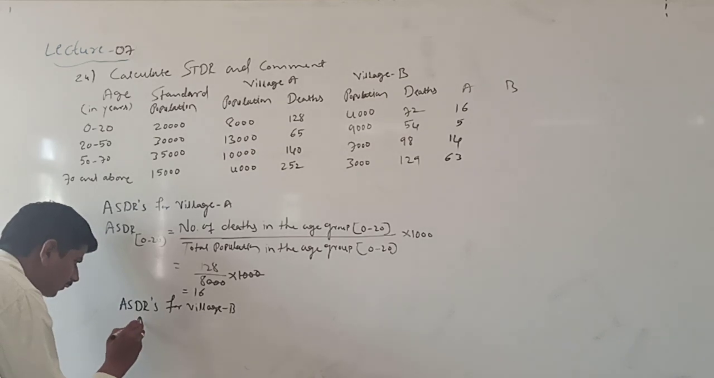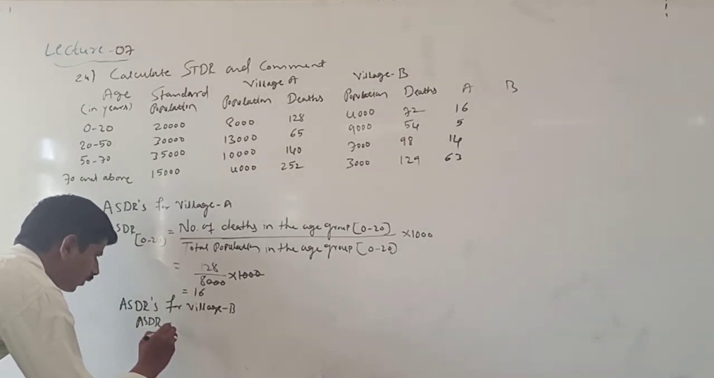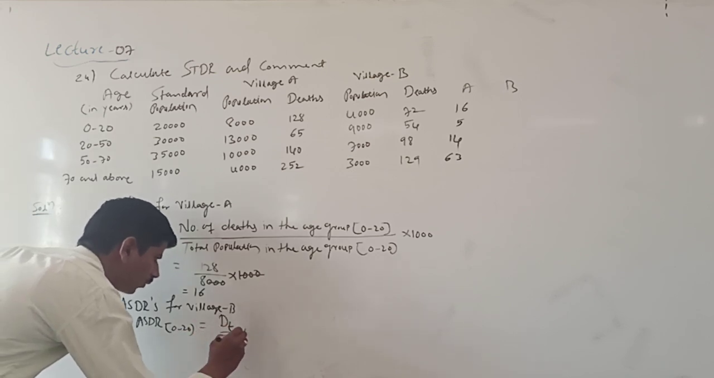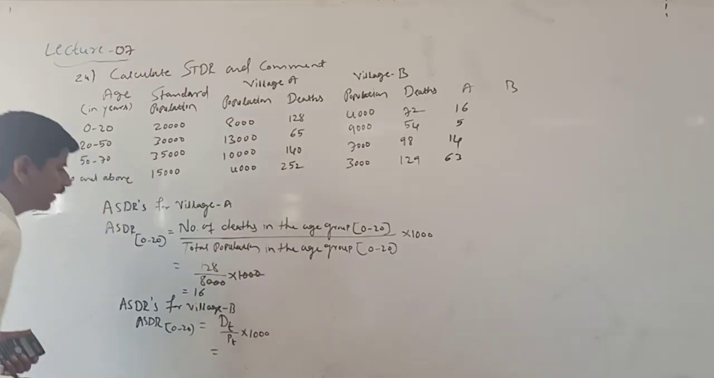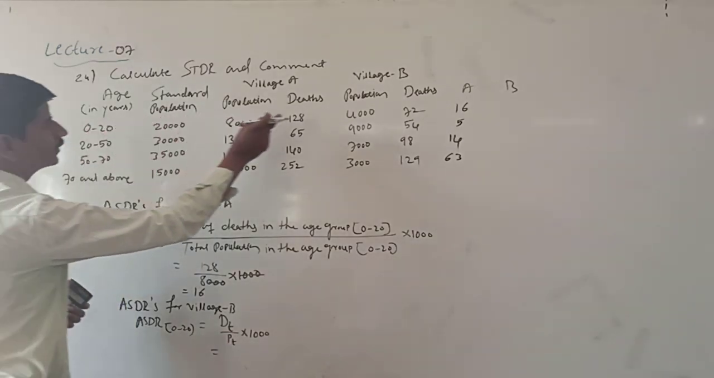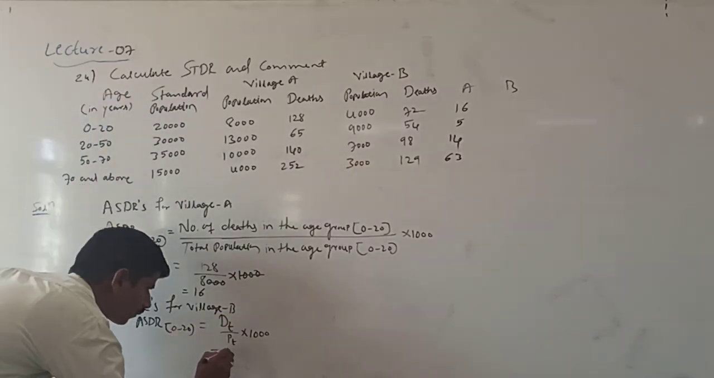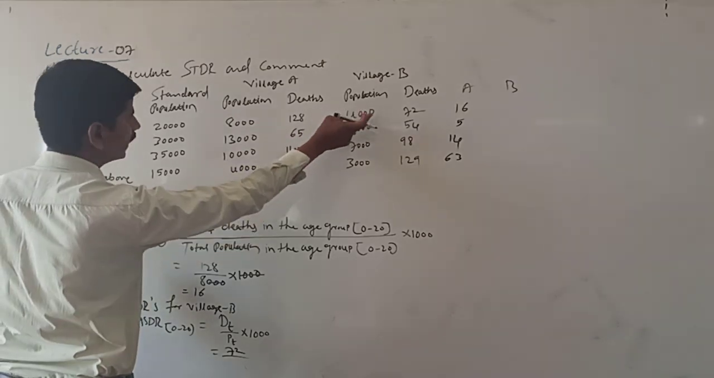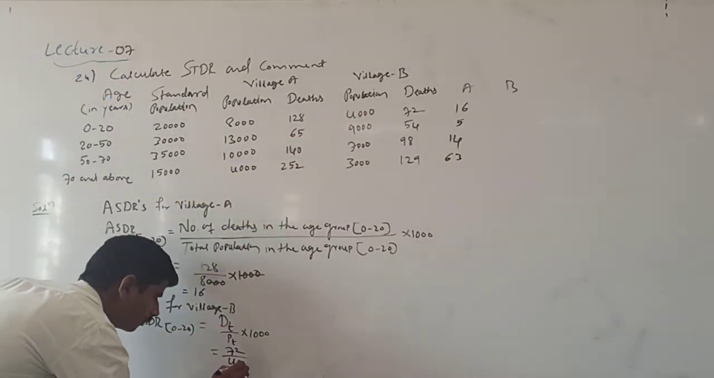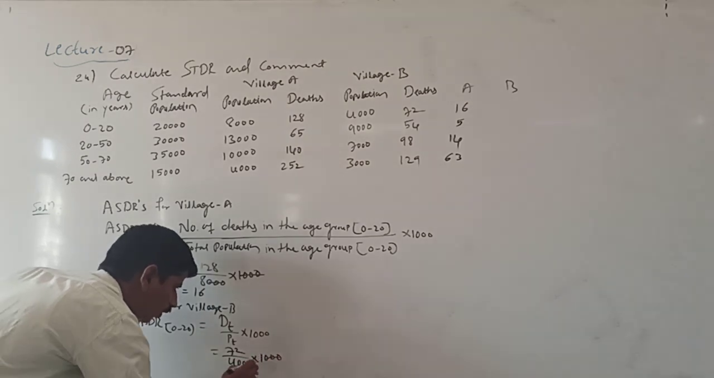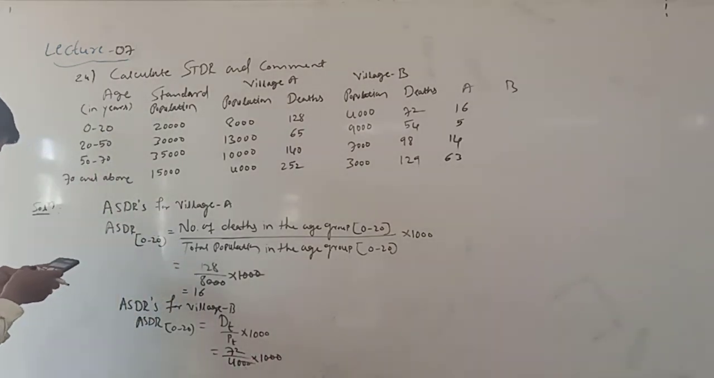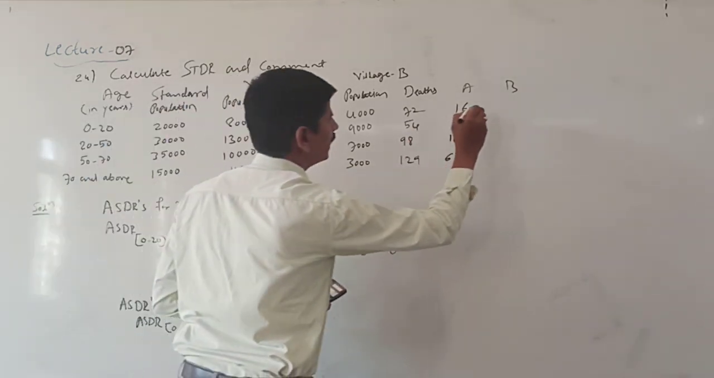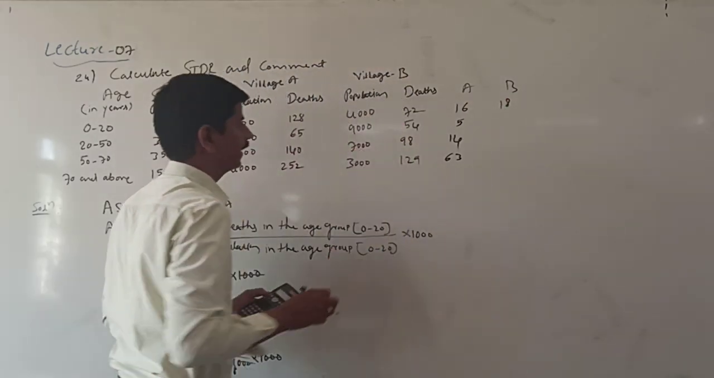That is ASDR for the age group 0 to 20, that is DT by PT into 1000. Here DT, the number of deaths in the age group 0 to 20, is 72, divided by the population in the age group 0 to 20, which is 4000, into 1000. Then we will get 72 divided by 4, which is 18. That is B is 18. ASDR for village B is 18, the first one.